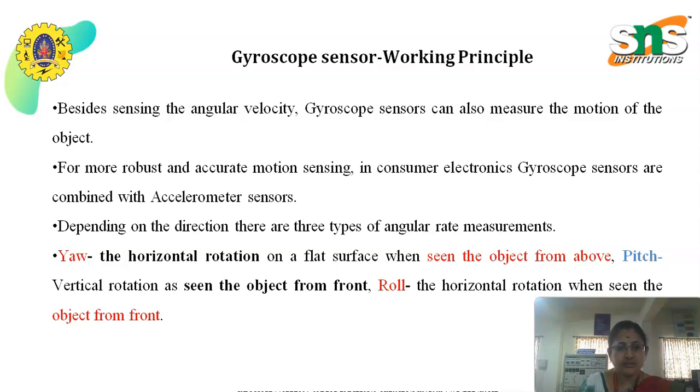Yaw means the horizontal rotation on a flat surface, seeing the object from above. Pitch means the vertical rotation, seeing the object from the front side. And roll means the rotation seen from the front of the object.